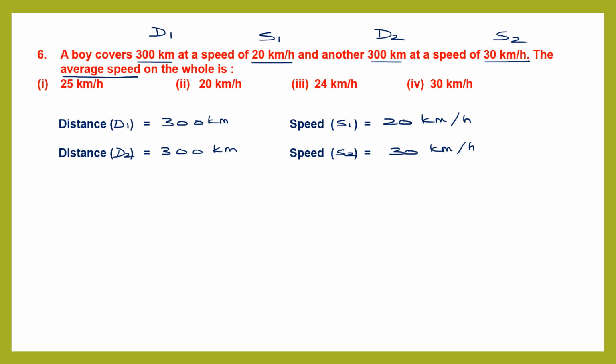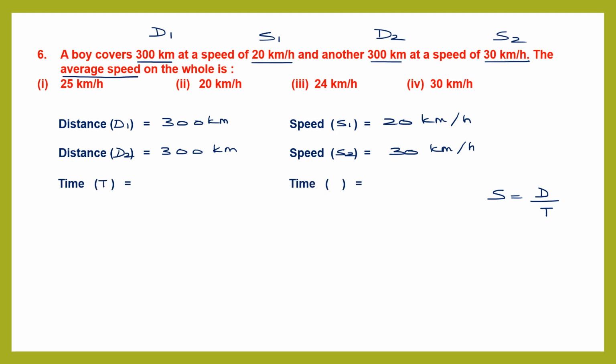Now we are asked to find the average speed, and the formula for speed is distance by time, isn't it? That means we need to know the time also. We know the distance, we don't know the time. So to find that, let's write this. That is time 1 and time 2.